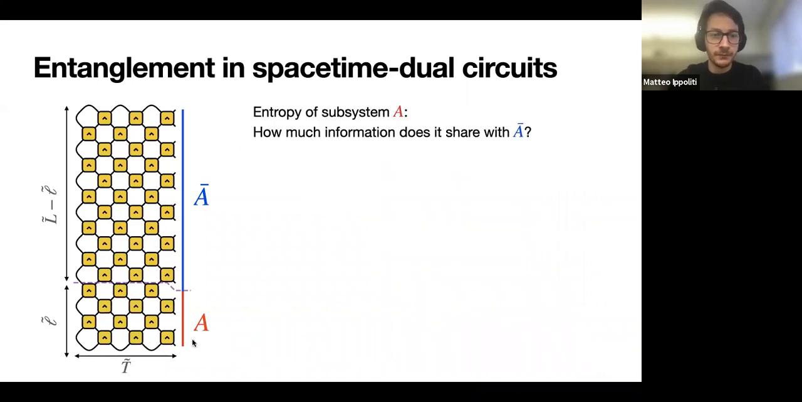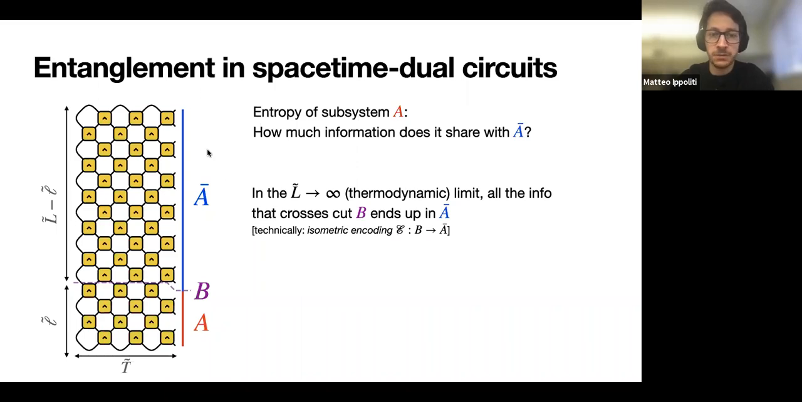Okay, so the state you produce here from these gates and measurements, as I described, is a pure state. The state on A and A bar is pure. So the entropy of A really equals the information that's shared between A and A bar, because there's no third party to share information with. This lets us simplify the problem in an important way, because it turns out that as you take the size of this complement to infinity, so you take this edge of the circuit off to infinity, all the information that crosses this cut B ends up encoded into A bar in the limit where A bar is infinitely big.